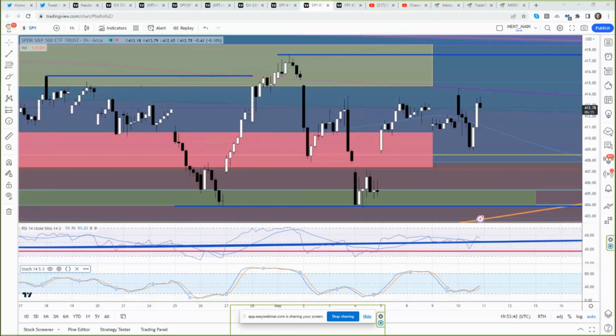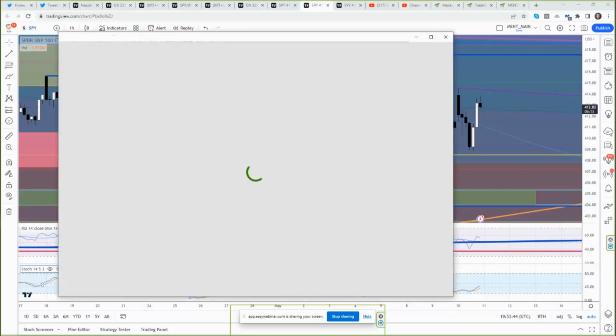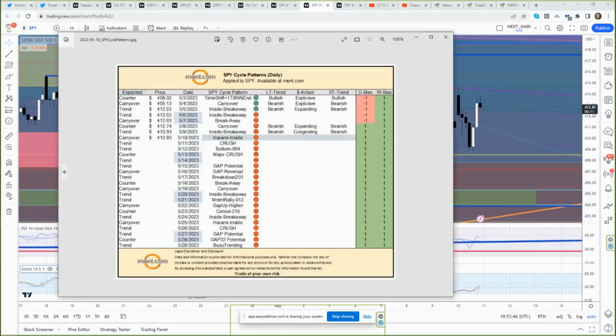So what do we have in terms of SPY cycle patterns? We have a massive crush pattern tomorrow. Okay, going to be very interesting. Crush pattern in congestion, bearish trending. This may change the trending, the short-term and long-term trending today. We are in a trend crush. Okay, then we have a major crush over the weekend, then we have a bottom setting up.